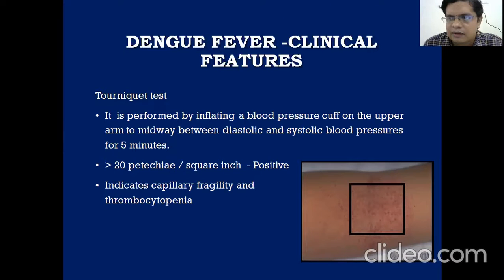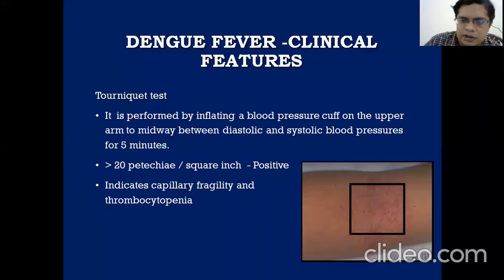If there are more than 20 petechiae per inch, it is called a positive tourniquet test. This positive tourniquet test indicates capillary fragility and thrombocytopenia. So if you do it regularly in a patient suspected to have dengue fever, you will know when the patient is going into the critical phase, and you can properly manage the patient with IV fluids to mitigate the critical phase and come out of it into the recovery phase. So it is an important bedside test to determine whether the patient has capillary fragility and thrombocytopenia.